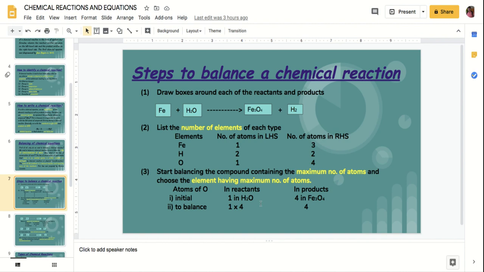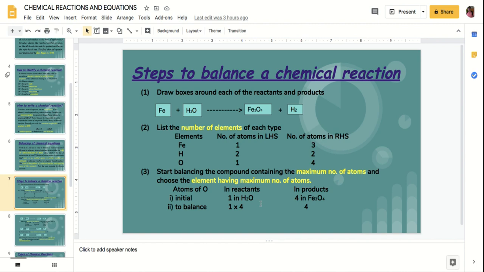So we have already decided one criterion is to select the compound that has the maximum number of atoms. Next, in that compound, select the atom which has the maximum number of atoms. See, the first condition, a compound containing the maximum number of atoms, is satisfied by Fe3O4, and the element having the maximum number of atoms is satisfied by O, oxygen.